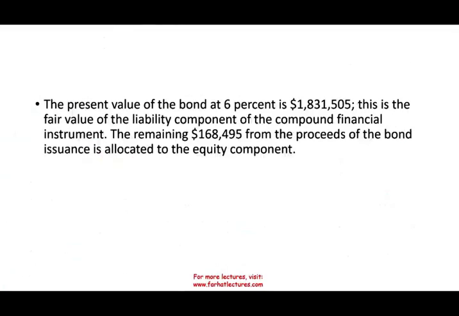Now let's take a look at the journal entry. The company will debit cash 2 million. They will credit bonds payable for 1,831,505, and the remainder will go to additional paid in capital. Now under US GAAP, the entry would look a little bit different, because we might have a discount, we might have a premium, but this is basically just an idea to help you move on to understand the compound financial instrument, okay?